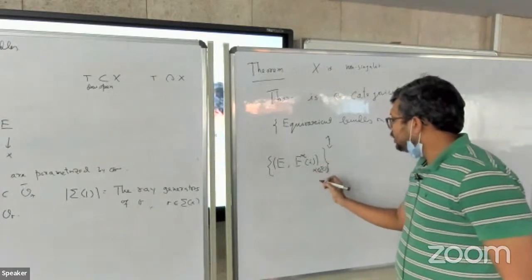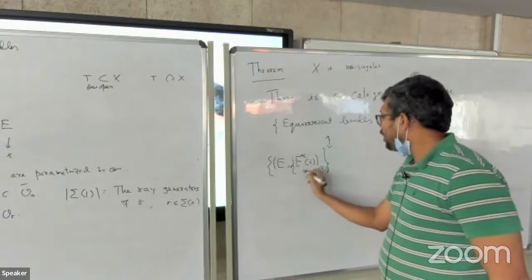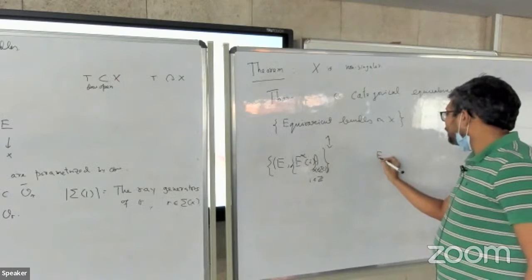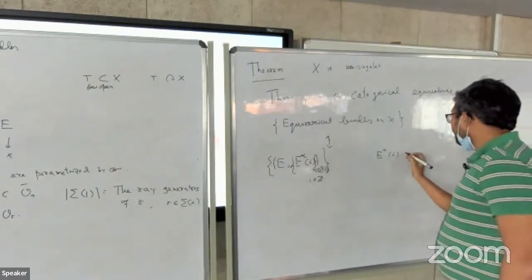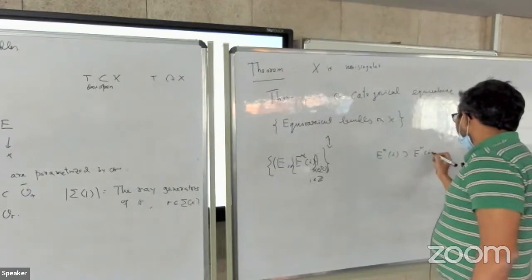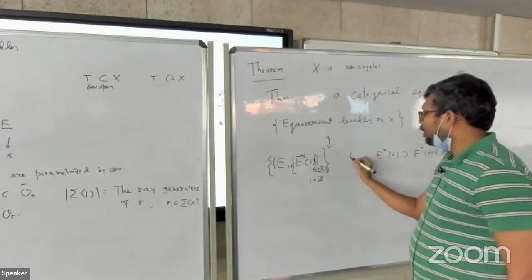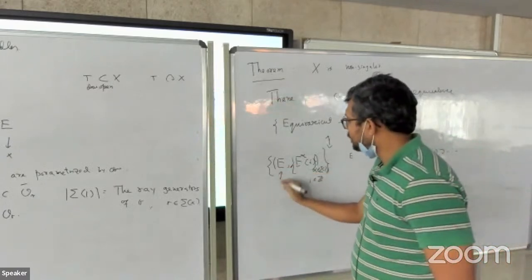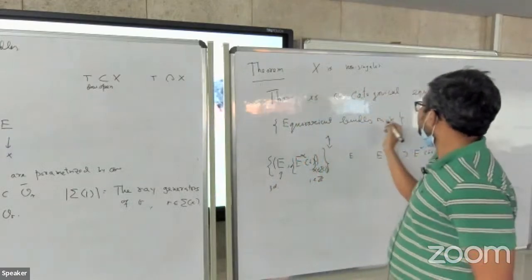And this i is an integer. So what are these E^alpha(i)? These are decreasing filtrations. E^alpha(i) is a decreasing filtration of E. So that means E^alpha(i) are subspaces. At some point it is finite, since E is a finite dimensional vector space. This dimension will be the rank of the bundle E.